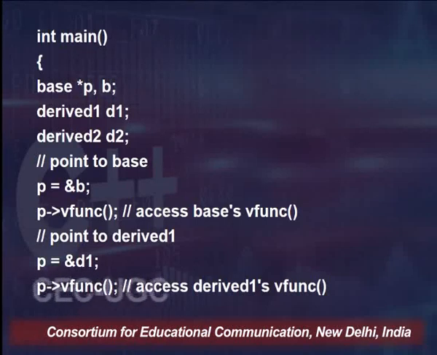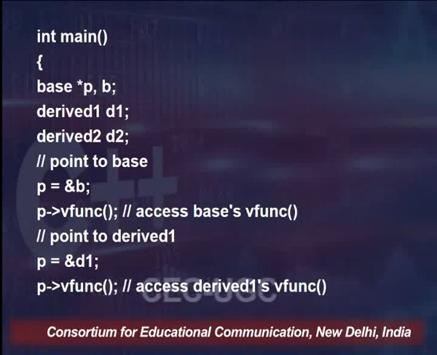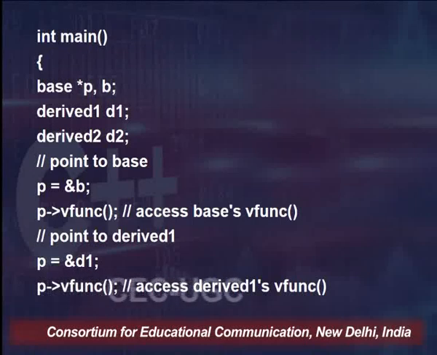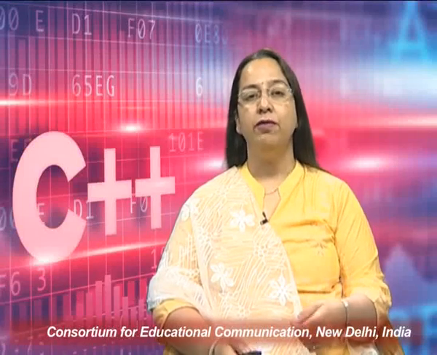Now, what will happen when we have a pointer p of the base class, and that pointer is pointing towards the object of derived 1, by the statement p is equal to ampersand d1, and now we try to access VFunc using p by the statement p arrow VFunc? That means we are trying to access derived 1's version of VFunc. That is also fine, because derived 1 has its own redefinition of VFunc.